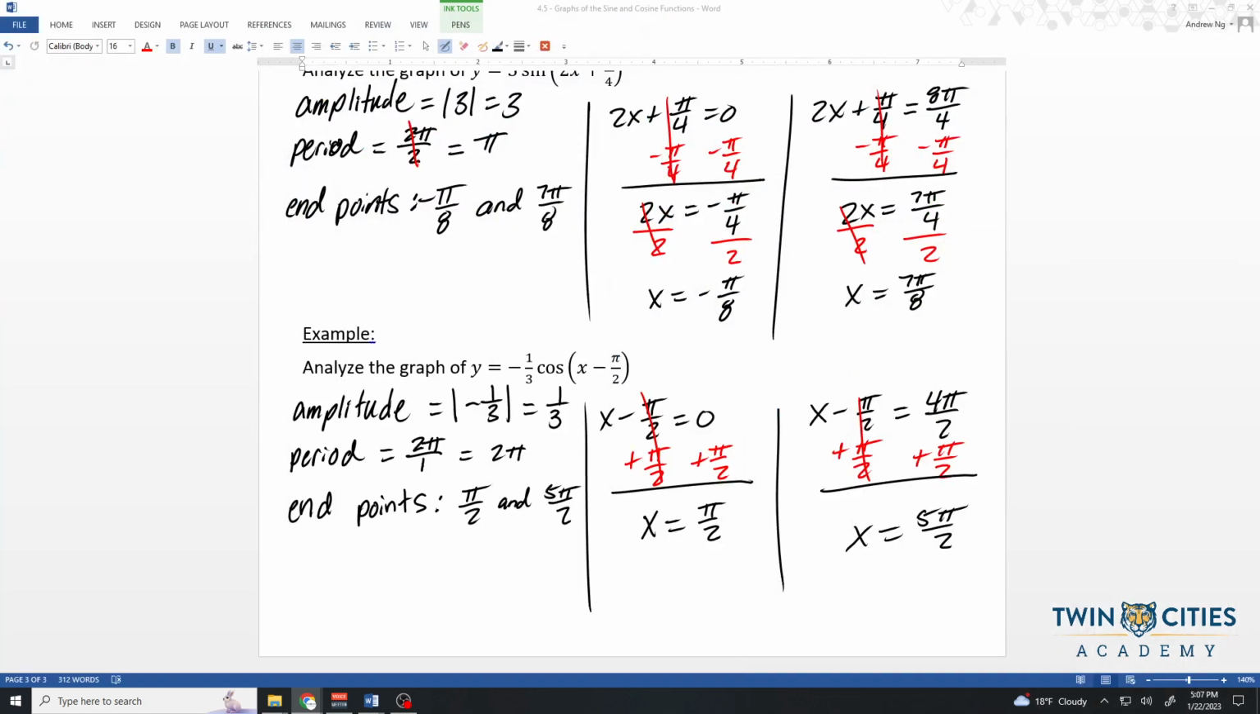All right, hopefully this helps you out with your graphs of your sine and cosine functions. Of course, there are other trigonometric functions to think about, and we'll learn about those graphs and how they interact with each other later on.